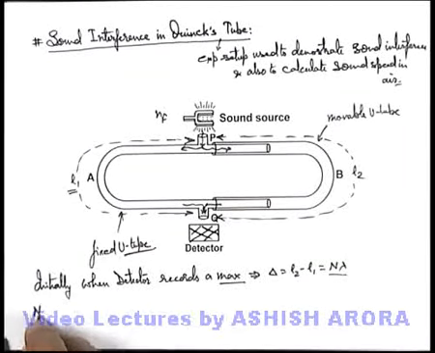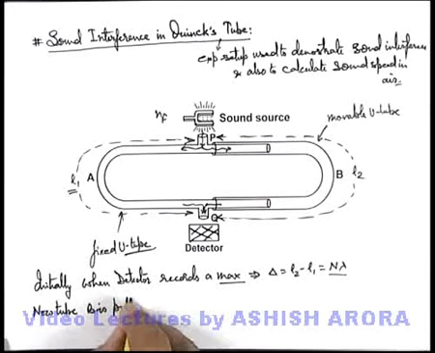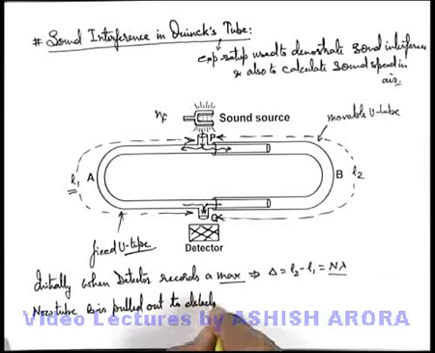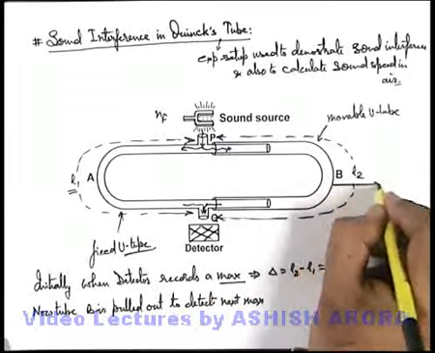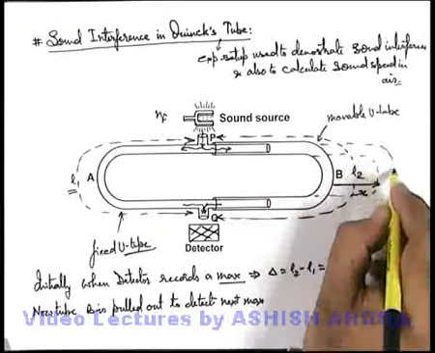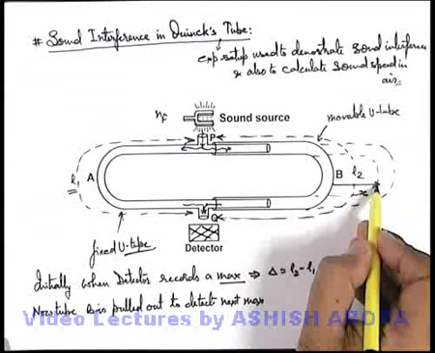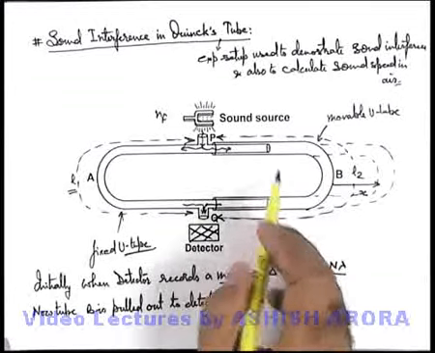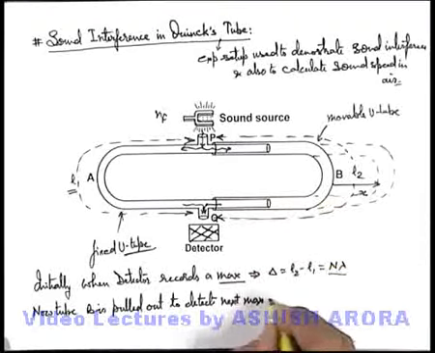Now tube B is pulled out to detect the next maxima. That means if the tube is pulled out by a distance x, the total path L2 will increase by 2x, because if it is pulled out by x, then x and x, a total of 2x length will be added to the path of the wave which is passing through the tube B.